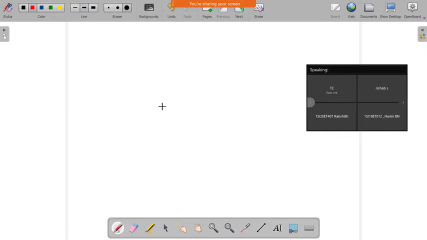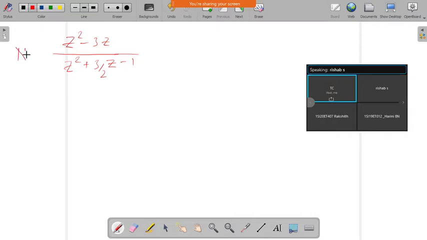Just tell me once again. 1 plus z square by z square minus 3z divided by z square plus 3 by 2 into z minus 1. Okay, so this is X of z which is given. So now we need to find out the inverse z transform, right?